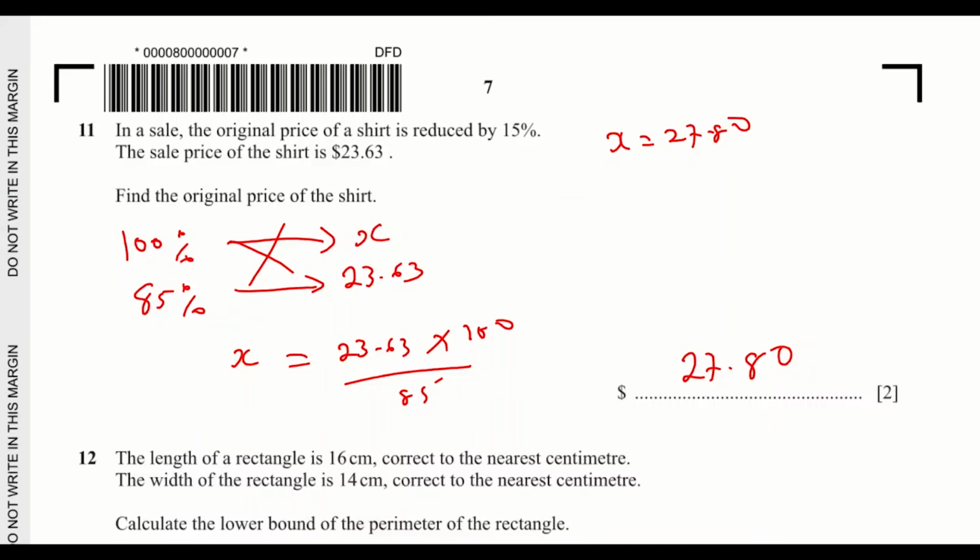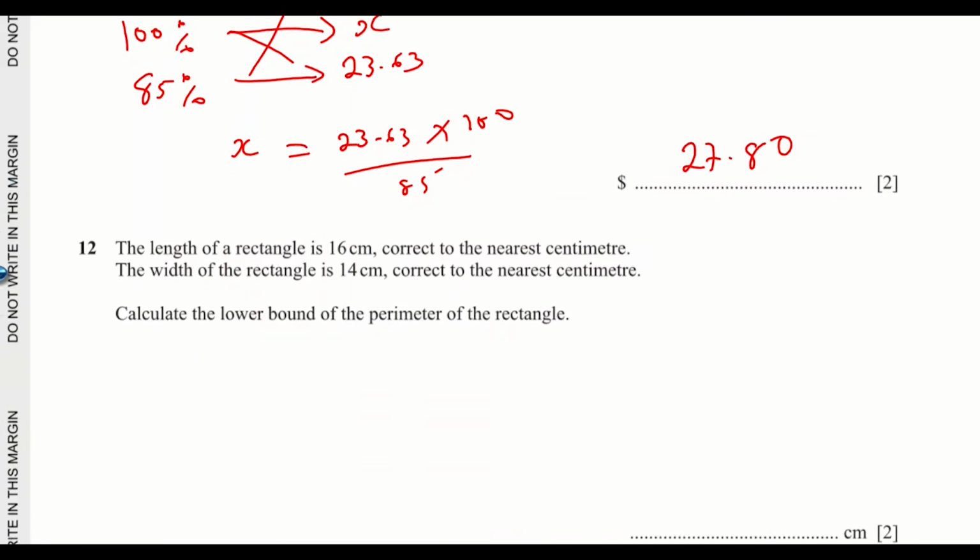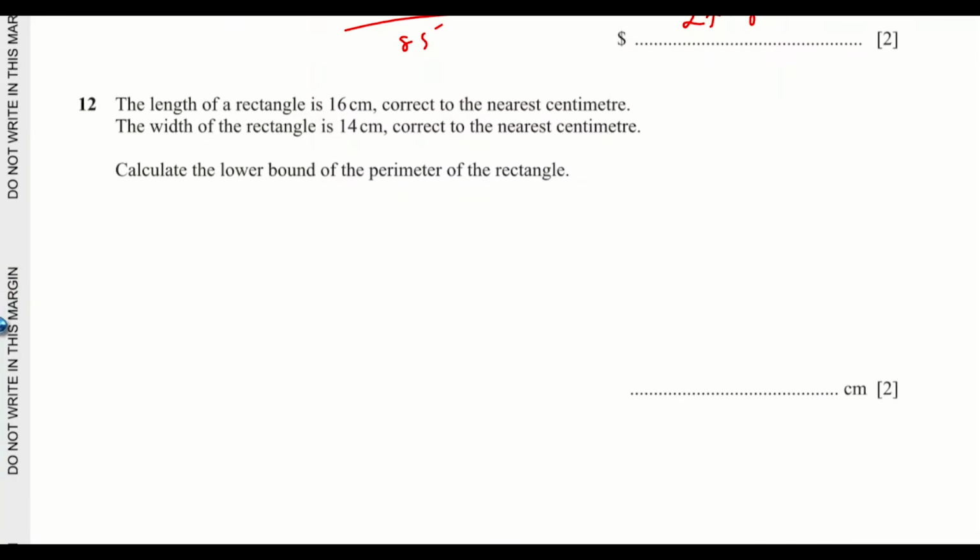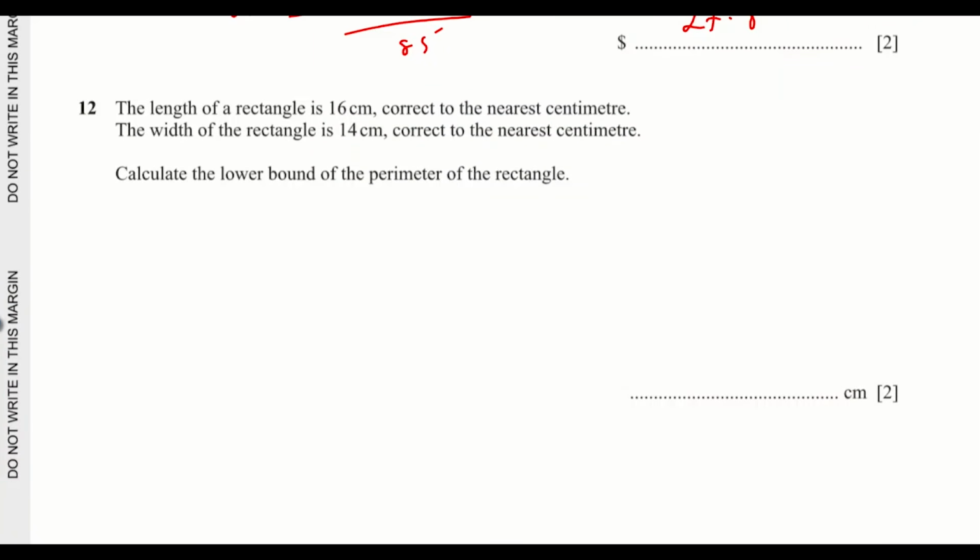Let's go to the next question. That is question 12. The length of a rectangle is 16 centimeters, correct to the nearest centimeter. The width of the rectangle is 14 centimeters, correct to the nearest centimeter. Calculate the lower bound of the perimeter of the rectangle.